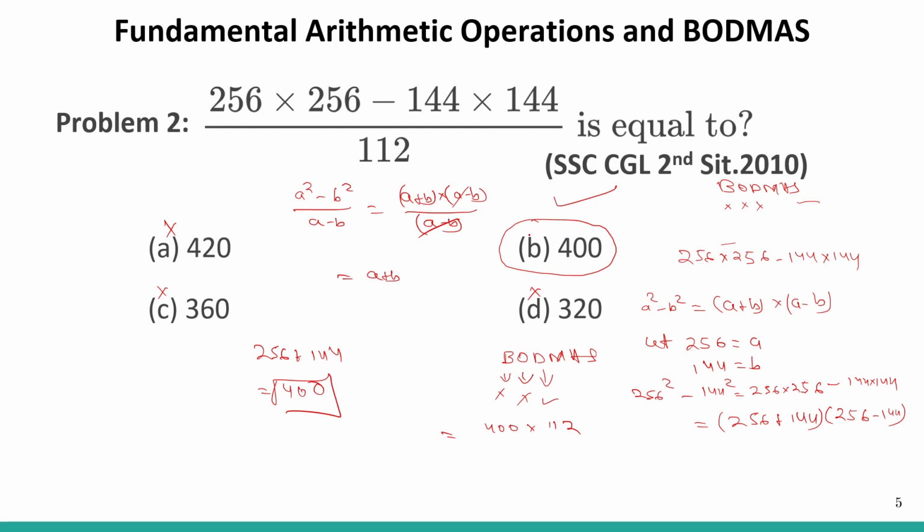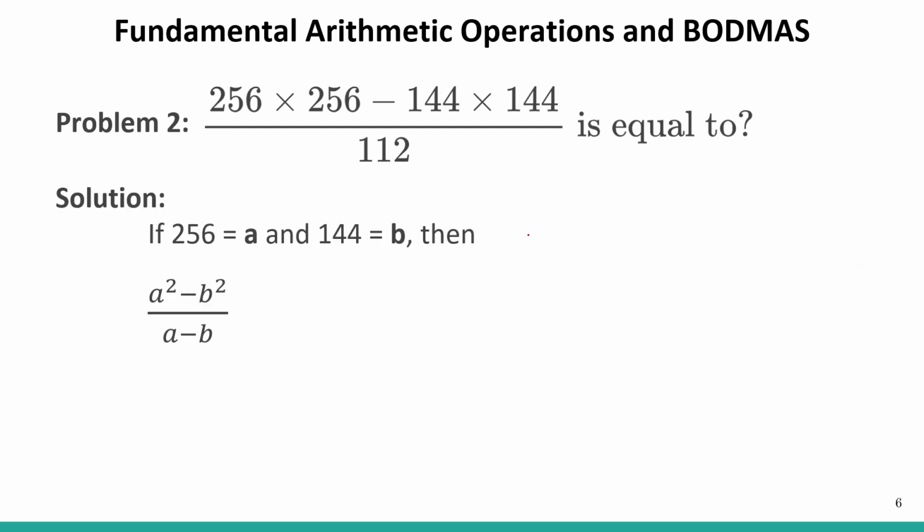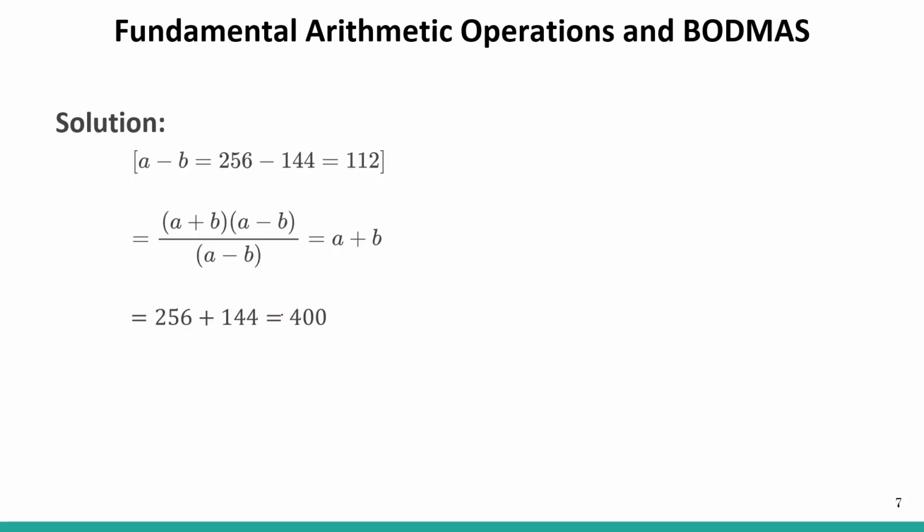Let's see its step-by-step solution. Here 256 is equal to a, 144 is equal to b, then (a square minus b square) whole by (a minus b) is equal to 400. You can see that clearly. So 400 is the final answer.